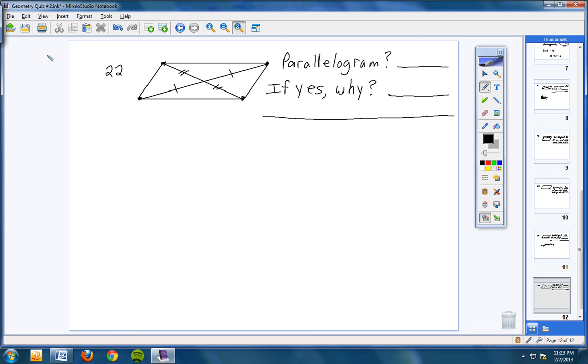All right, so yes, definitely. Look, here's a diagonal. Notice this segment here is congruent to this segment here, and this segment here is congruent to this segment here. So yes, and what's the reason? The diagonals bisect each other. All right, and I believe that's the last problem on the quiz.